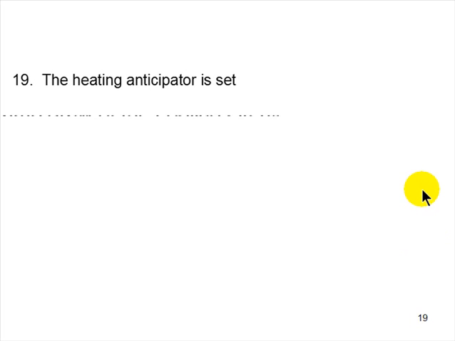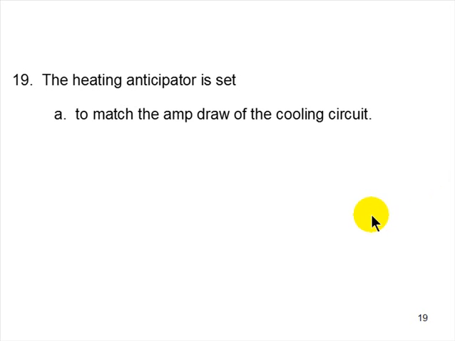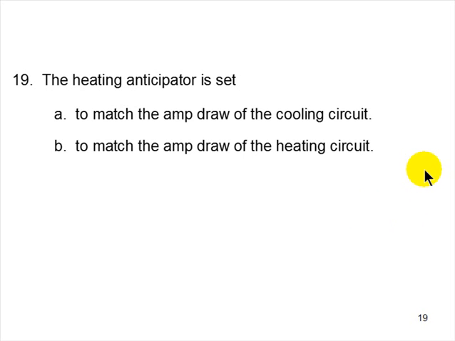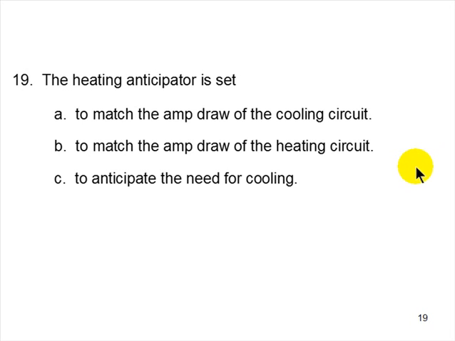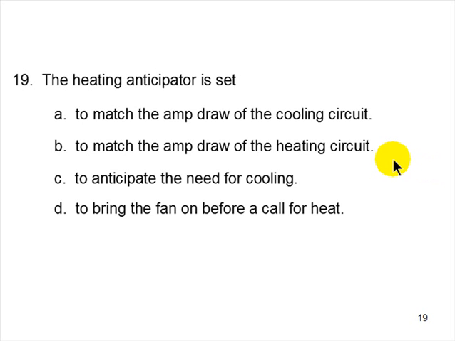19. The heating anticipator is set to match the amp draw of the cooling circuit, to match the amp draw of the heating circuit, to anticipate the need for cooling, to bring the fan on before a call for heat. What's the heating anticipator do? What's it set? To match the amp draw of the heating system. All right, you can't adjust it in the cooling. It's not an option. All right.